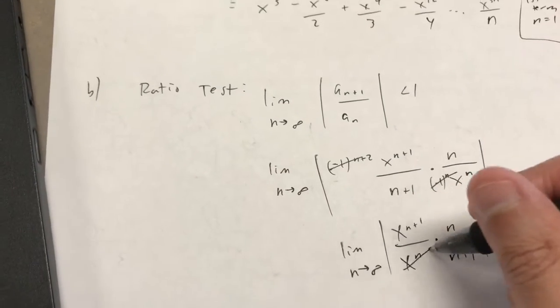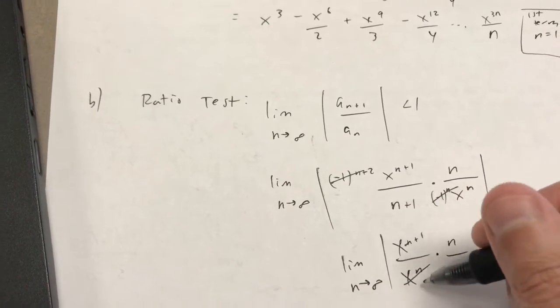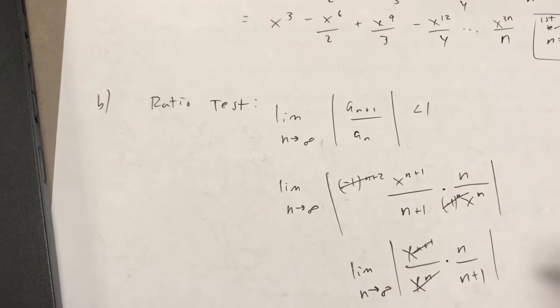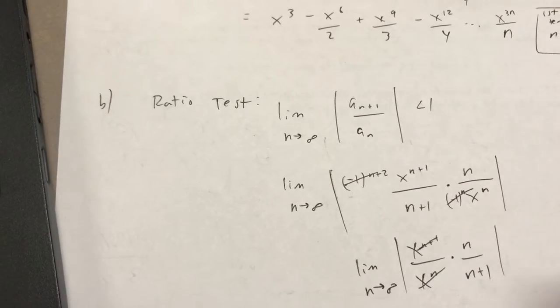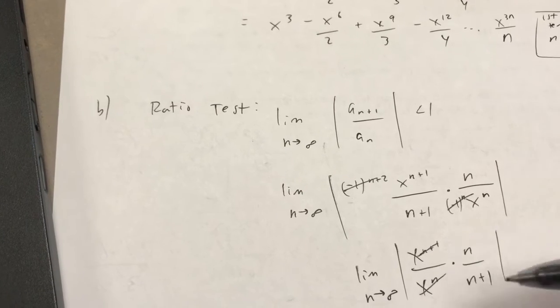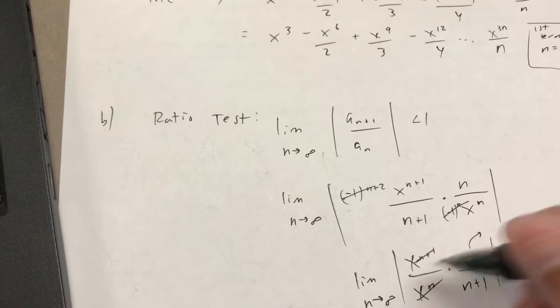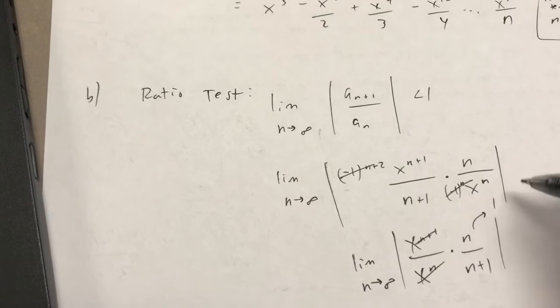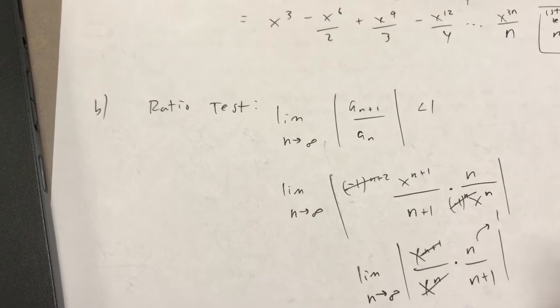Well, all of these n's are going to cancel all but one, all of these x's are going to cancel all but one of those x's, okay? So we're just left with x here. The limit of this as n approaches infinity is going to be 1, right? Because you've got an infinity over an infinity plus 1.